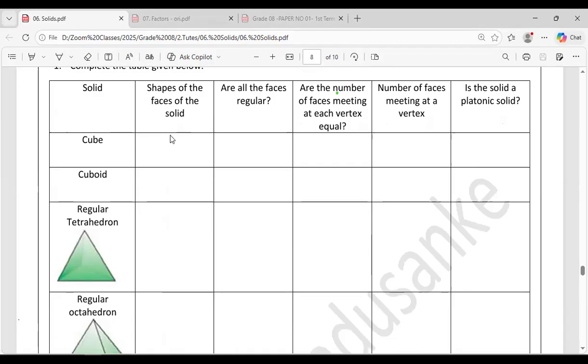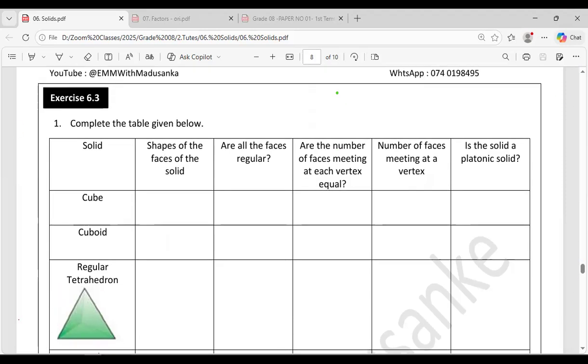Right. I will do this one. I will do the cube and cuboid in exercise 6.3. So you have to do the other things at home.